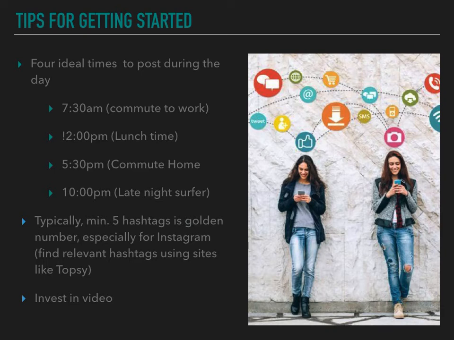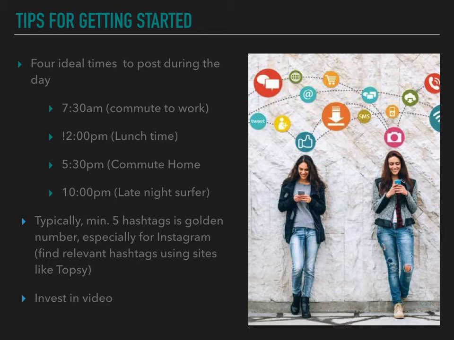7:30 a.m. That's your commute to work time. People are checking their phone. They got up, they're having breakfast. Then you've got your noon time. People are on lunch, checking their Instagram or their Snap. And then 5:30, you're done work, you're coming home, you're about to make supper, you're going to check your Facebook. And then 10 p.m. People are laying in bed, not reading books, and they're probably checking their Twitter or their Instagram once again.